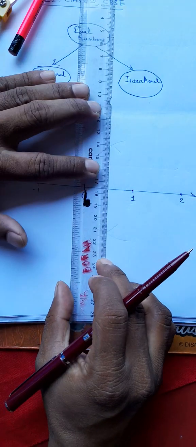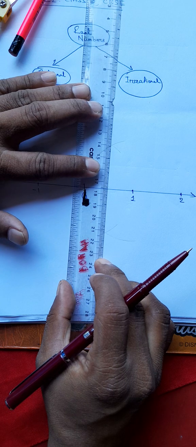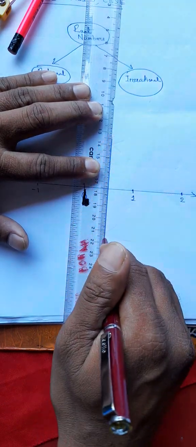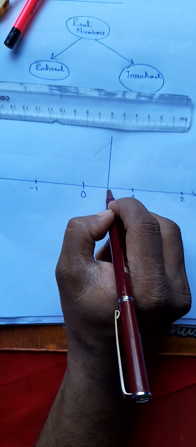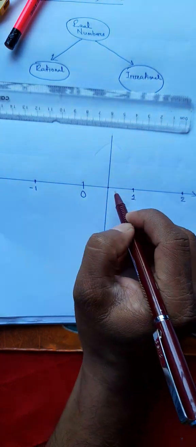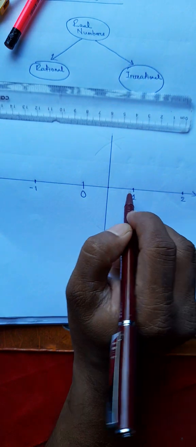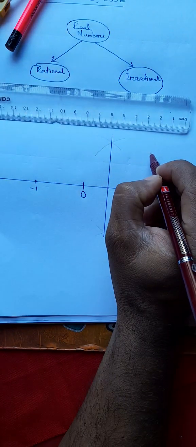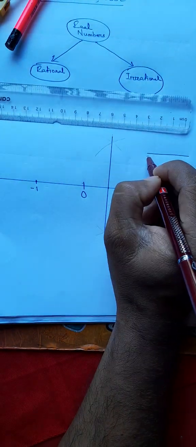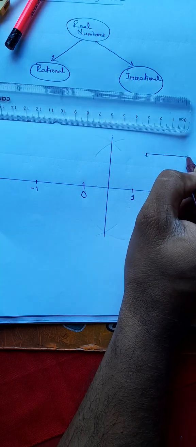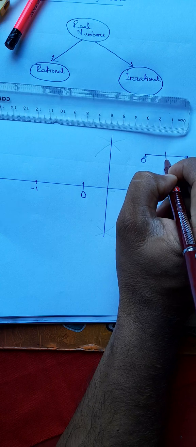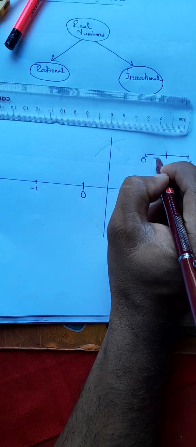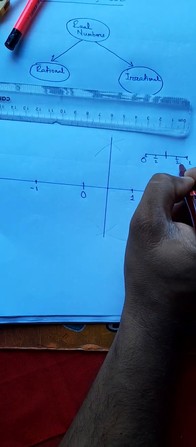Now you join this. Now you see this point is exactly in between 0 and 1. So you are dividing the line between 0 and 1, this is 0 and this is 1, exactly into two equal halves. So each part will represent one half, right?